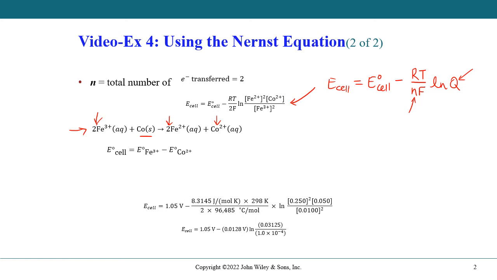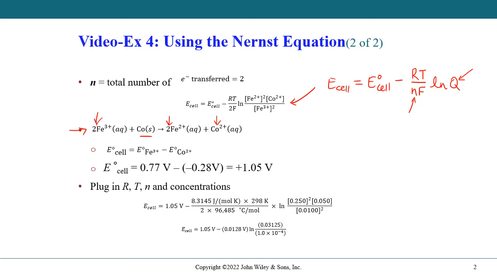All right, we can calculate the E cell from the information that we were given. So we can plug the values in, and we get a standard E cell value. And then we can calculate the non-standard E cell by plugging in all the values that we have, making sure that we take care of all the units correctly. So plug in the values for R, T, n, and the concentrations. So we have the E cell standard, the gas constant, the temperature, the number of electrons, the Faraday constant, and then here are the individual concentrations in the reaction quotient that we set up.